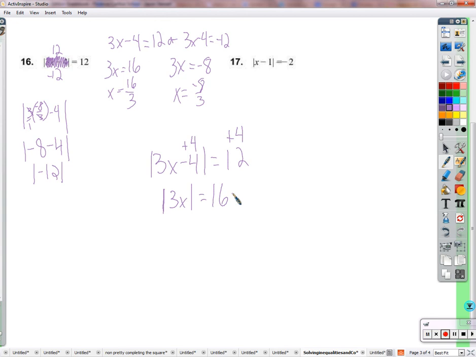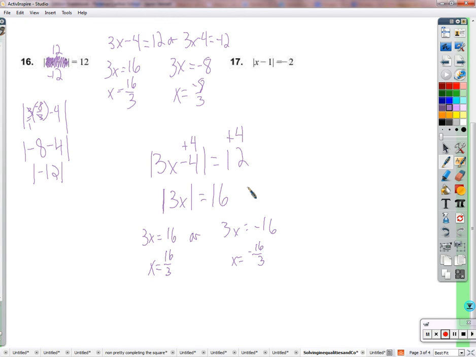These are definitely the solutions that I should get. If I added 4 to both sides, then if I try to solve this, I could say 3x equals 16, or 3x equals negative 16, and so x equals 16 thirds, or x equals negative 16 thirds. And those are the solutions to this equation, but not to this equation. So it pretty much just changed the equation if you did that.